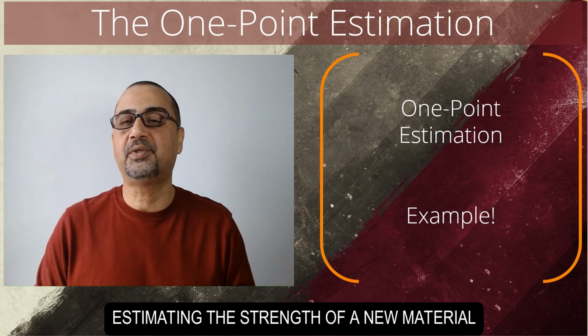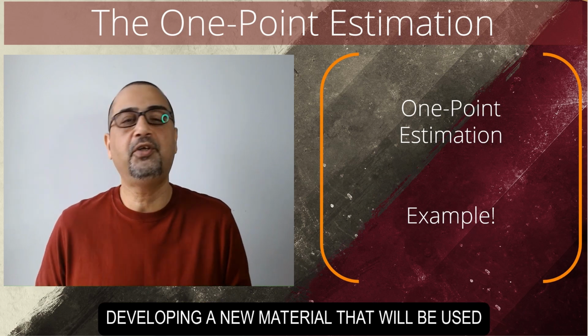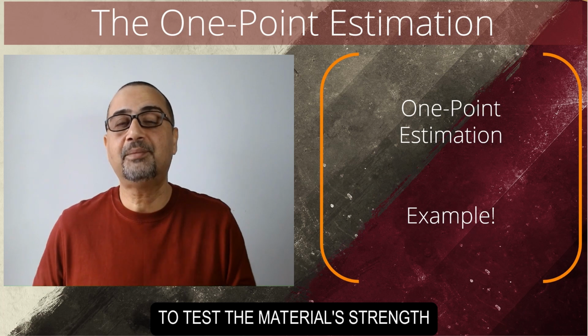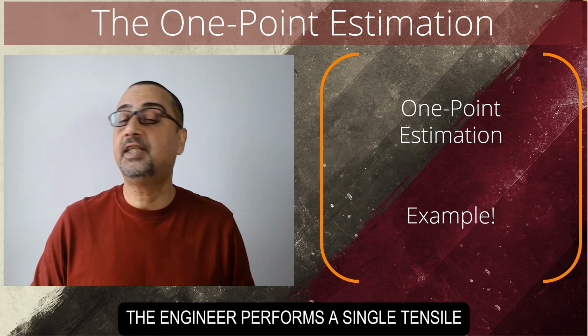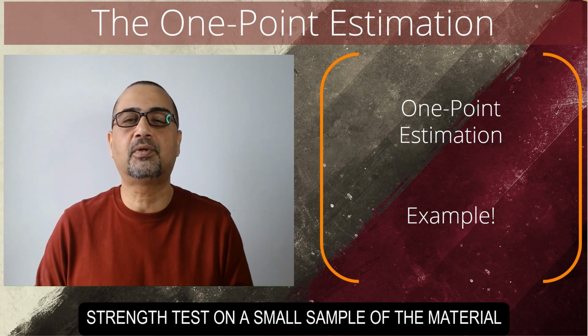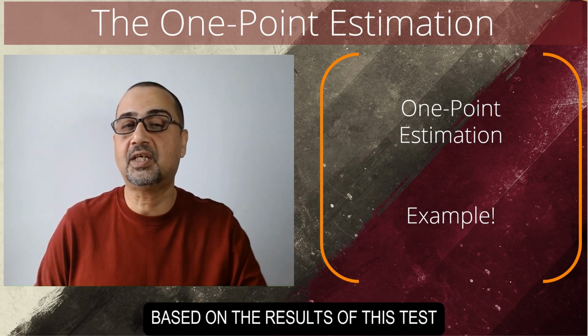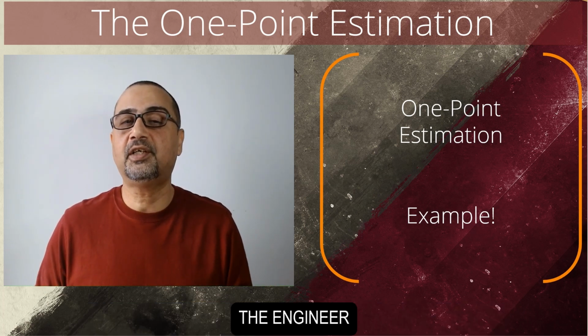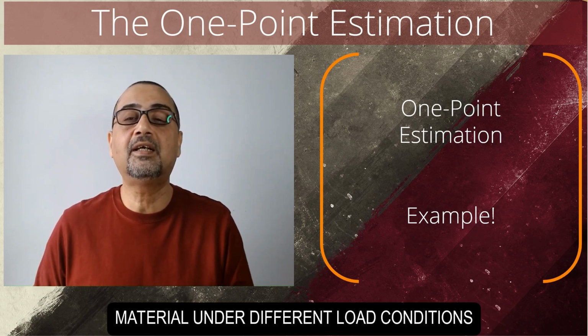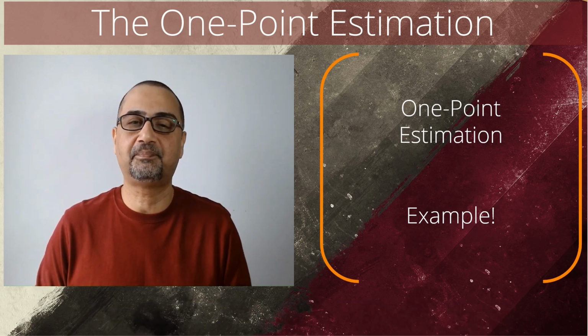Estimating the strength of a new material. An engineer is developing a new material that will be used in the construction of bridges. To test the material's strength, the engineer performs a single tensile strength test on a small sample of the material. Based on the results of this test, the engineer uses a statistical model to estimate the tensile strength of the material under different load conditions.